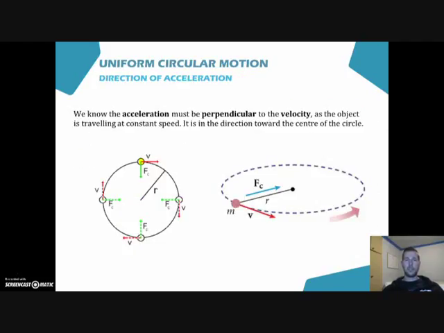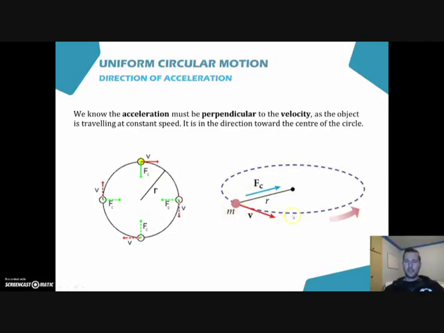Now, we know that acceleration must be perpendicular to the velocity as the object is traveling at a constant speed. So the object is not increasing its magnitude of speed or decreasing, and that, as a result, means that acceleration is perpendicular. Now, looking at these two diagrams, we can see in the first one on the left, the velocity direction is going out to the right here, and the acceleration towards the middle. Now we've got an F here that represents force, as force equals mass times acceleration. I'll come back to that in a minute.